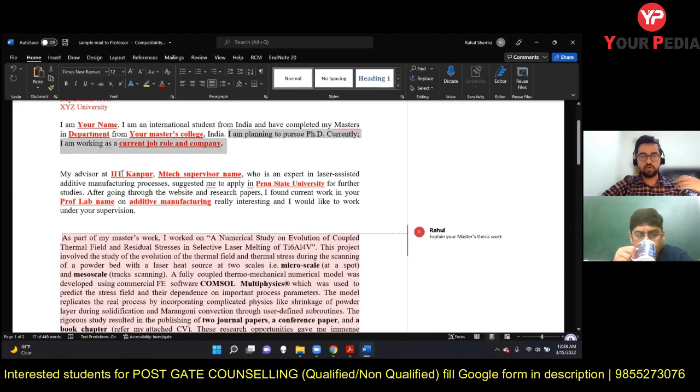Then how you know about his research group. So I generally write that my advisor at IIT Kanpur told me to apply to this research group. So this is where you got the information about that research group. So generally I write like that. Okay, so I write this thing also. I found current work in your, so his lab name, I generally mention.